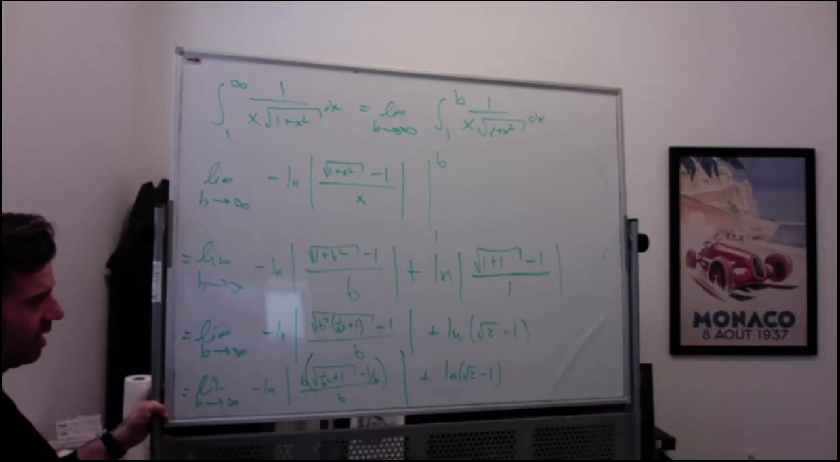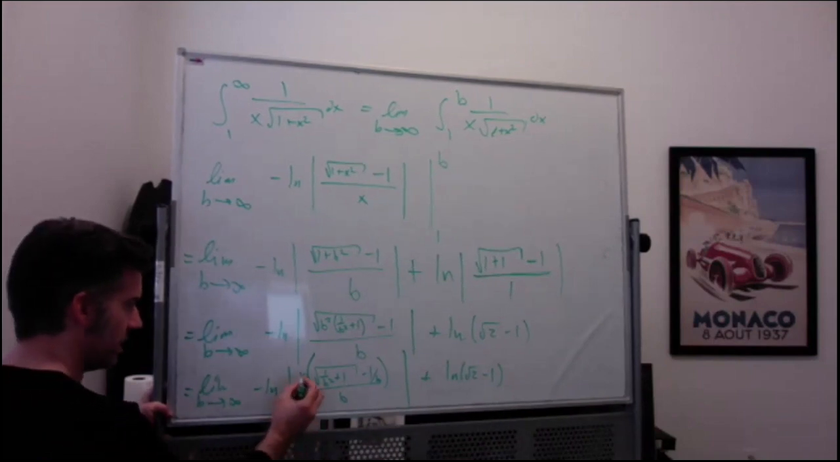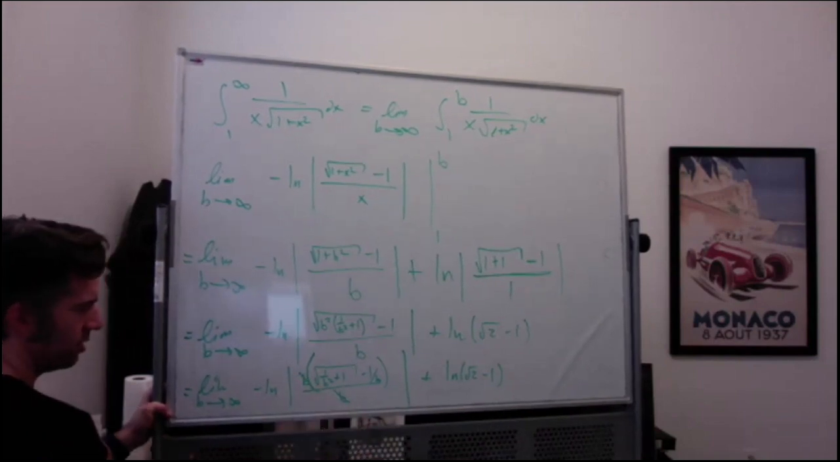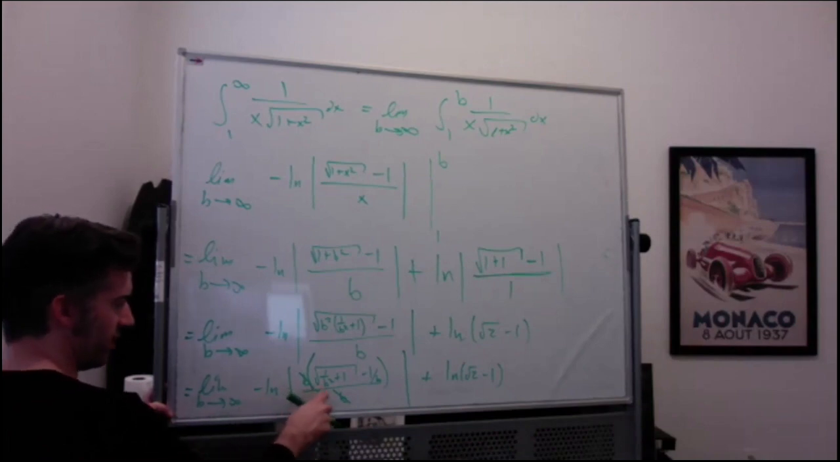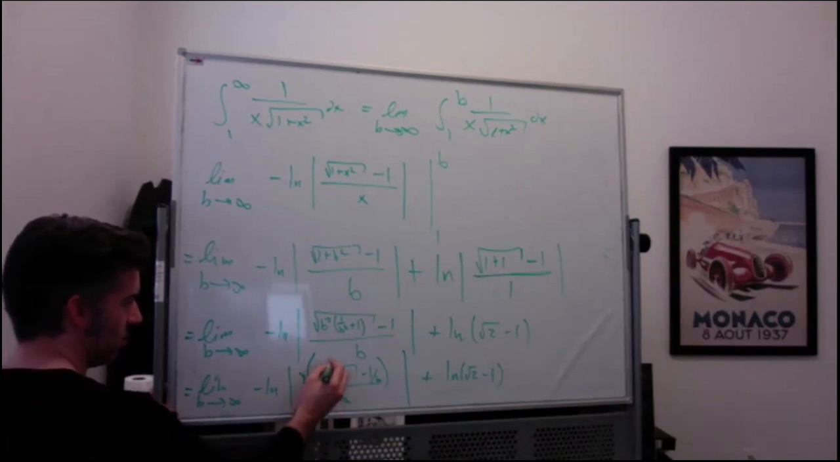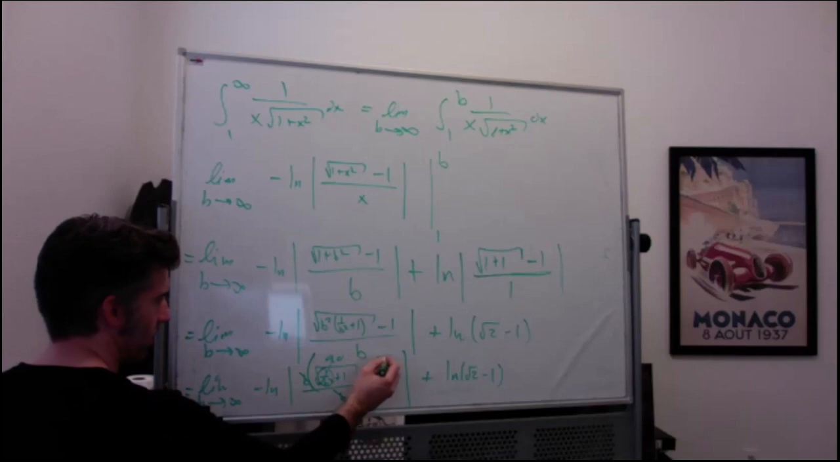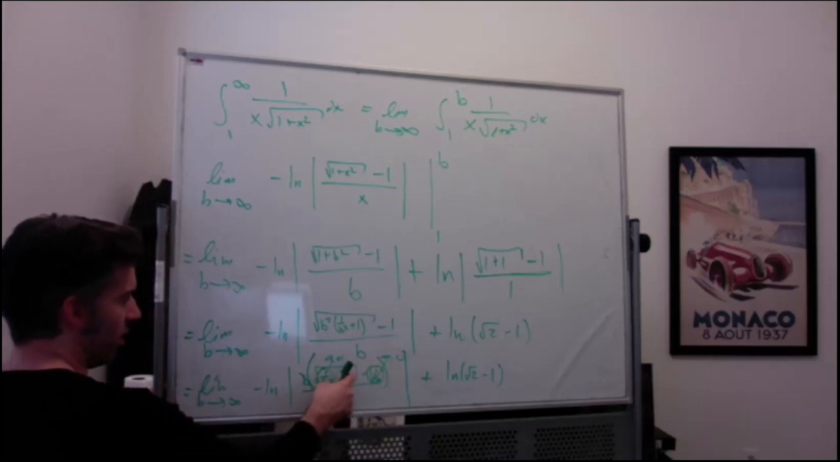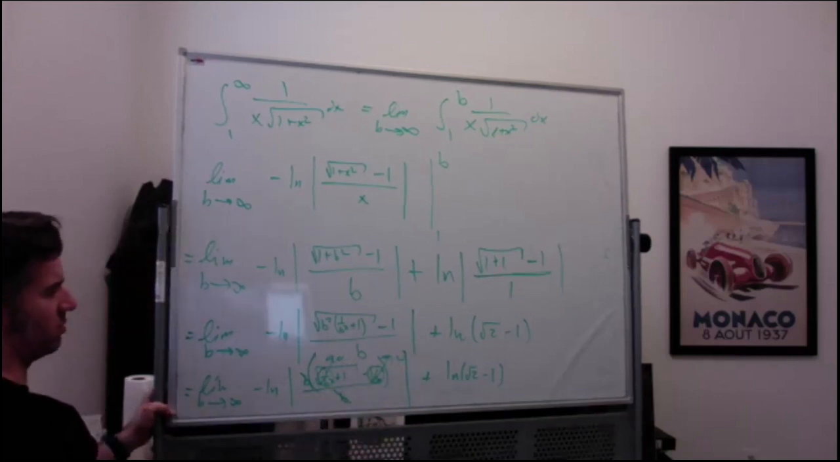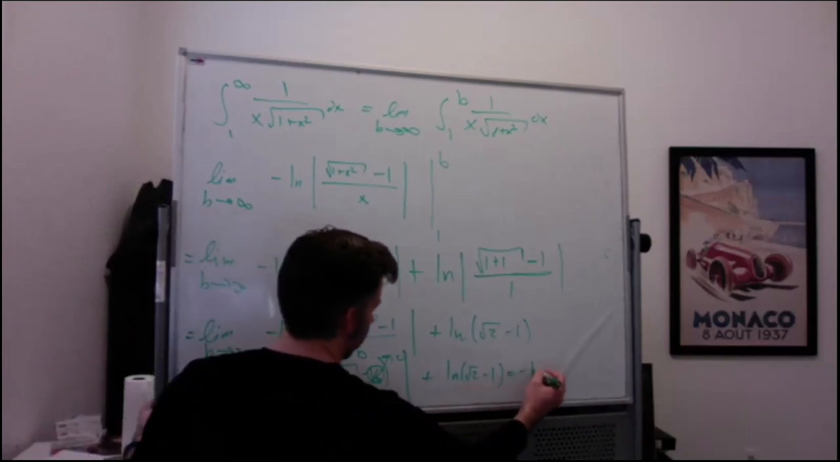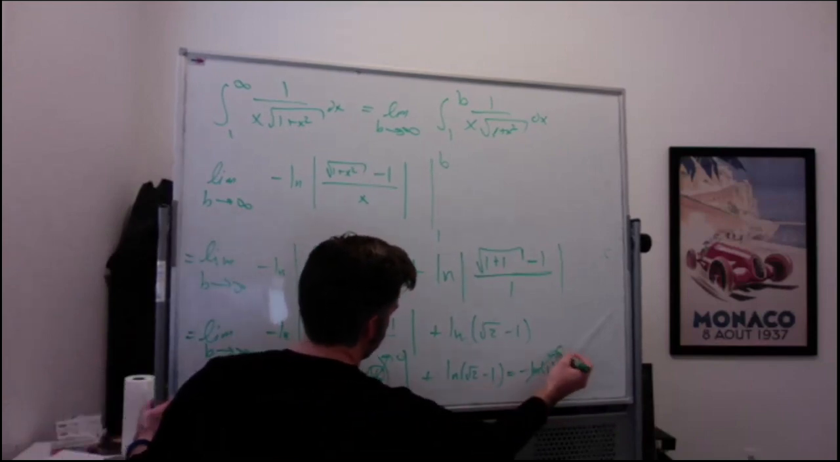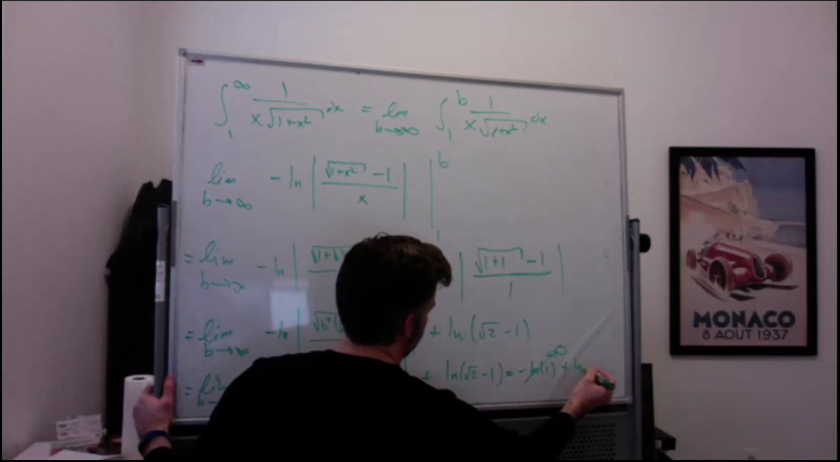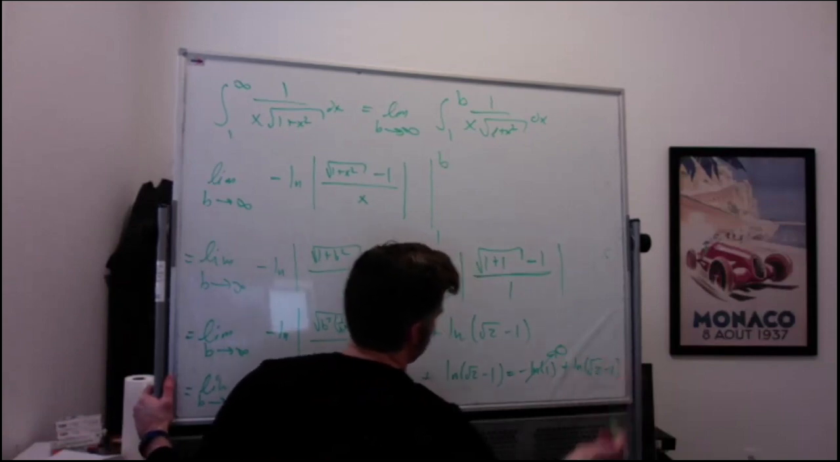Okay, so now what happens? These b's cancel. The rest of the b's go to infinity, so 1 over b squared goes to 0. 1 over b goes to 0. You get the natural log of 1 over 1, which is natural log of 1, which is 1. So you get negative natural log of 1, boom, 0, plus the natural log of the square root of 2 minus 1.